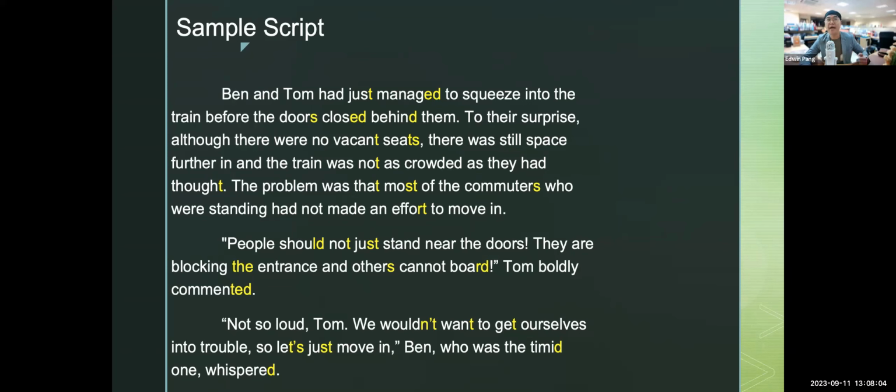Ben and Tom had just managed to squeeze into the train before the doors closed behind them. To their surprise, although there were no vacant seats, there was still space further in, and the train was not as crowded as they had thought.